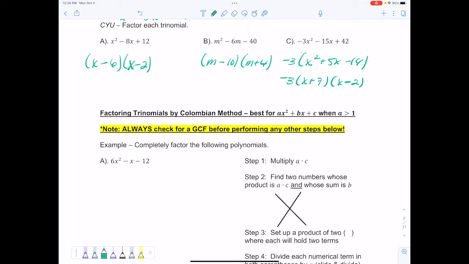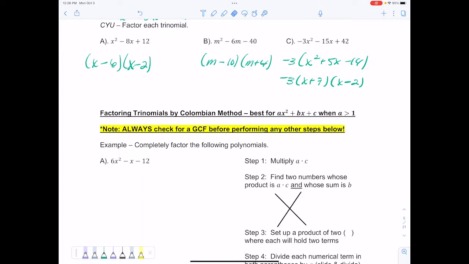Hi everyone, welcome back. We're going to look at factoring trinomials using a method that's referred to as the Columbia method. And it's used when the coefficient of x squared is not 1. If it's greater than 1 or less than 1, if it's anything other than 1.